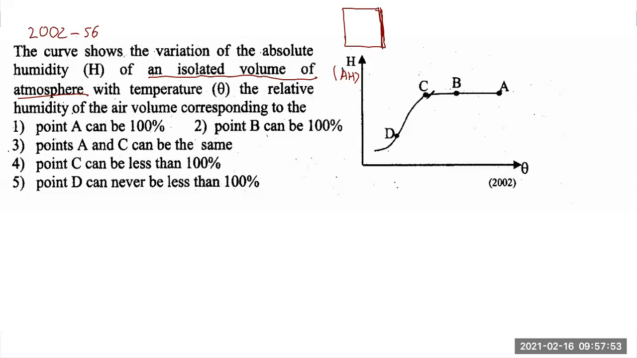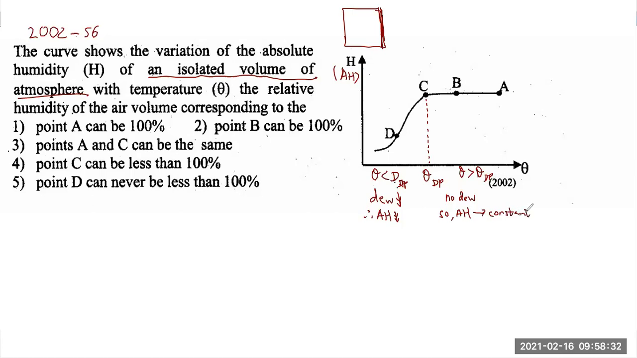Now absolute humidity is constant until this temperature, and after that absolute humidity is starting to reduce. So definitely this temperature has to be the dew point, because here the temperature is less than dew point, and here the temperature is greater than dew point. When the temperature is less than dew point and reducing, we know dew will be depositing. Therefore, AH is reducing. Here, no dew, so AH constant. That is what's happening on the right side.